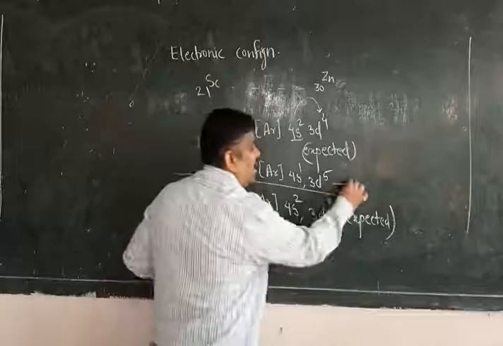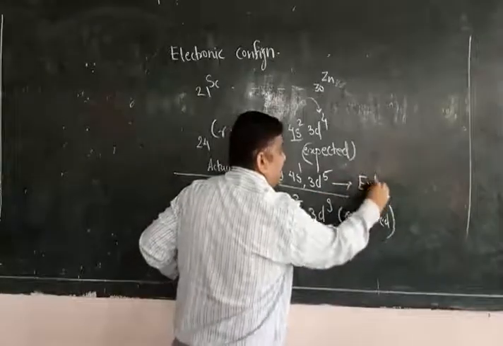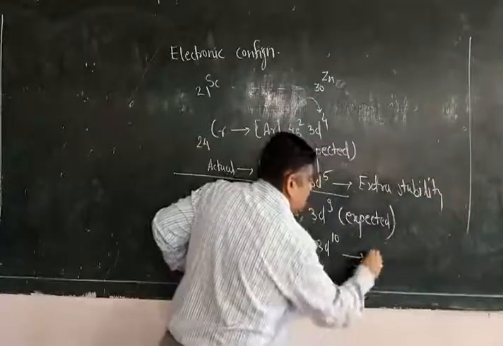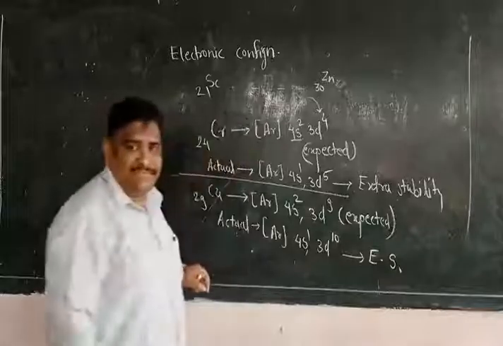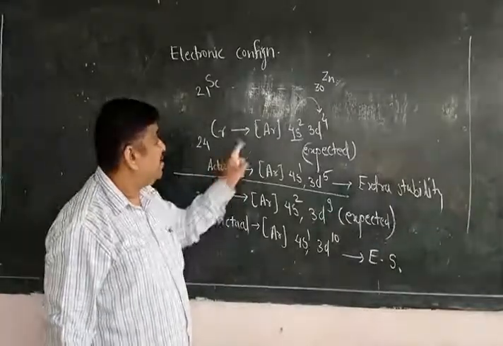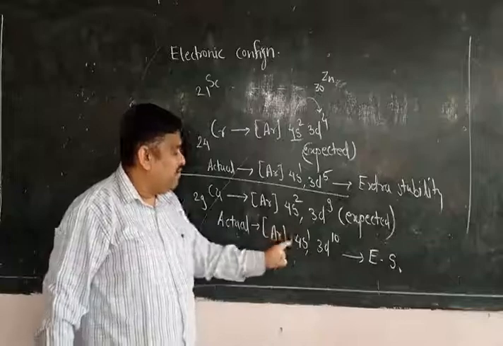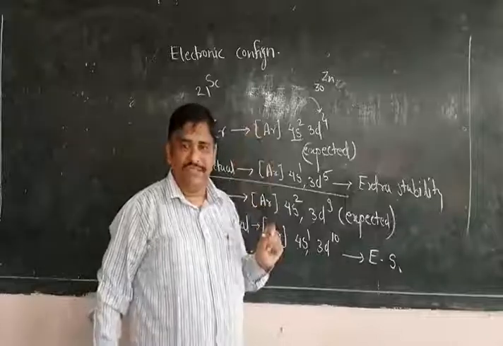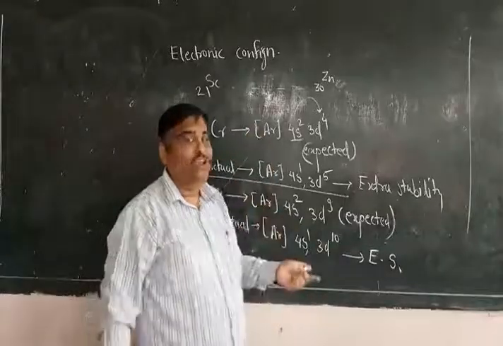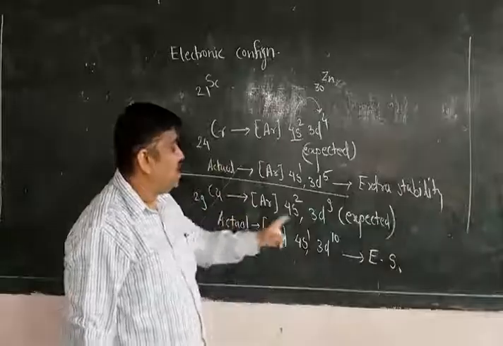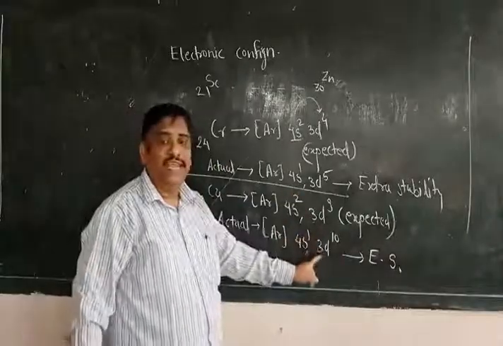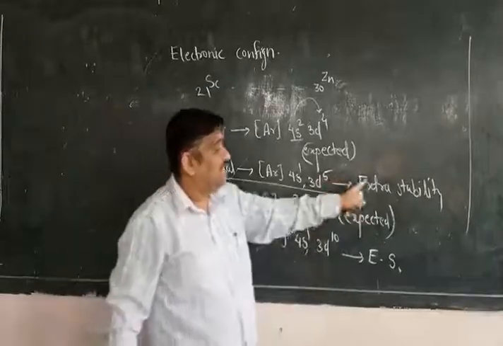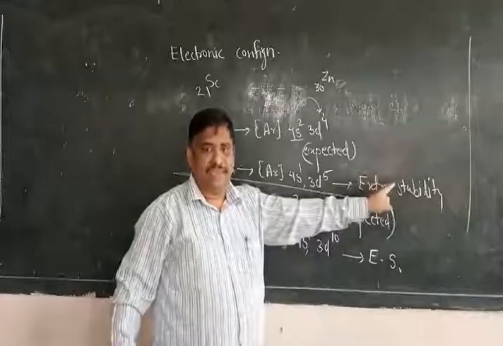Because the shifting of electron takes place to get extra stability. To get what? Extra stability. Why is the electronic configuration 4s1 3d5 and 4s1 3d10? It is due to extra stability. In one line you have to write the answer. Sometimes they will ask why the electronic configuration of chromium or copper is 4s1 3d5 and 4s1 3d10. It is a 1 mark question, you have to write a one line answer. The answer is extra stability.